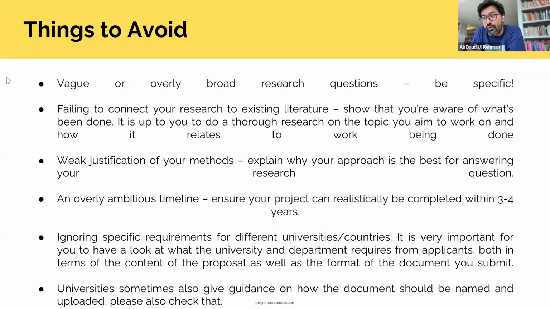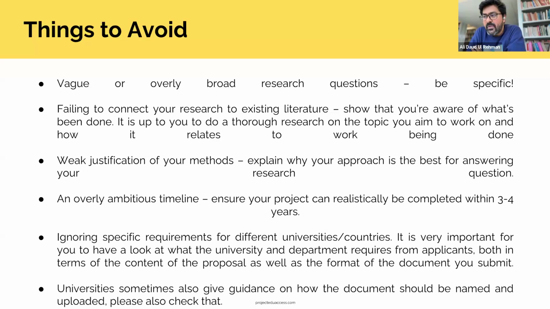Weak justification of your method: explain why your approach is the best for answering your research questions. An overly ambitious timeline: we have also talked about it, Junaid and I both. Ensure your project can realistically be completed within 4 years, 3 years for the UK, and I think 5 years for the US.